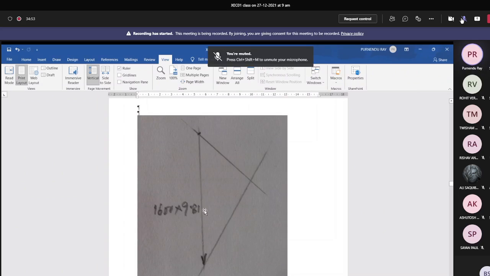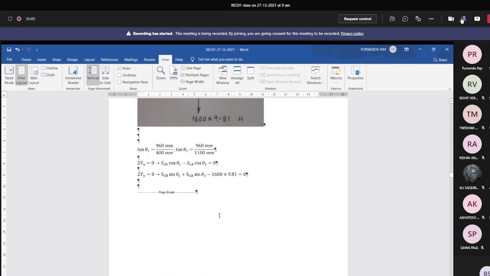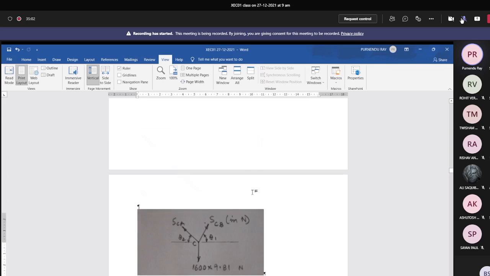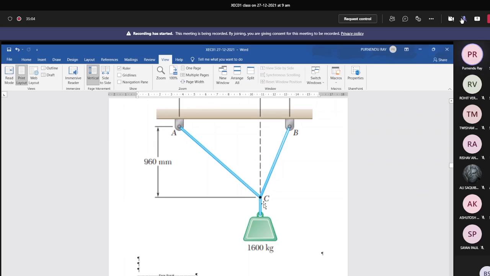So you are getting that idea in this way, the complete graphical or complete analytical or some. So just hold a moment. Okay, I'll be back within a minute.